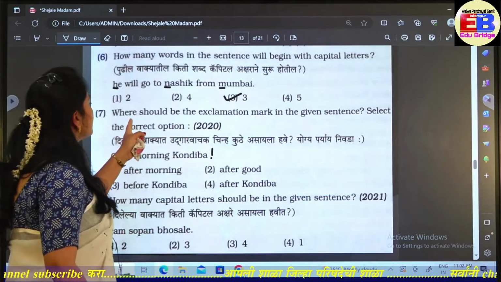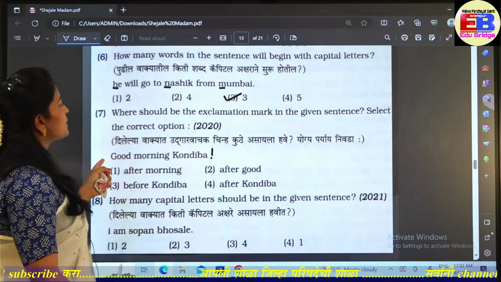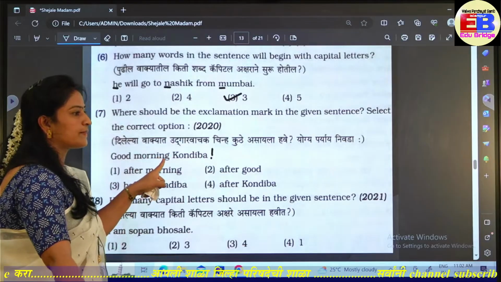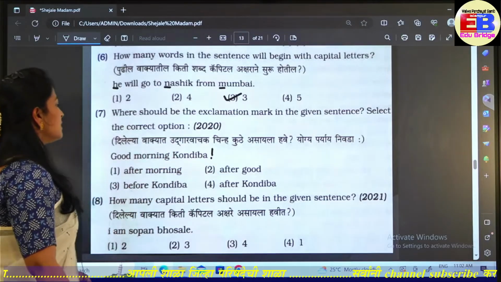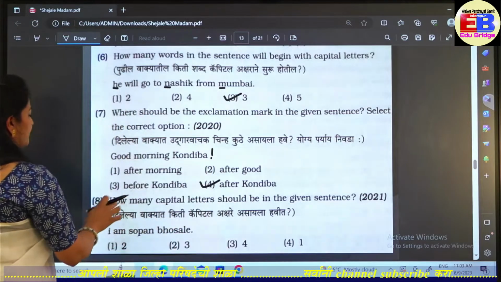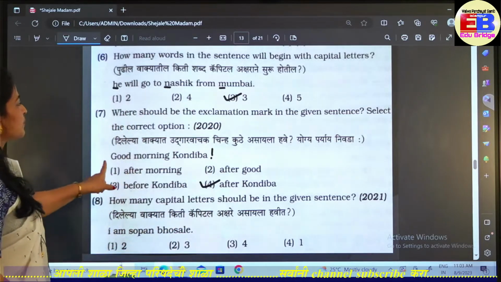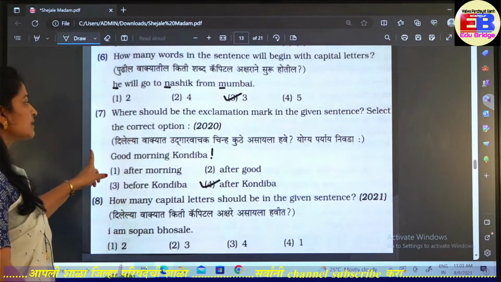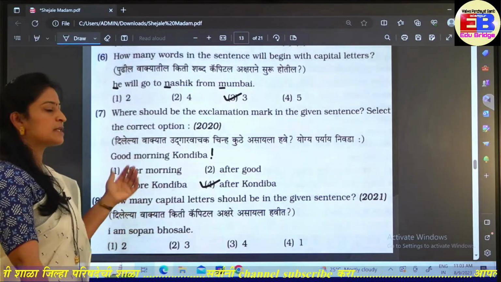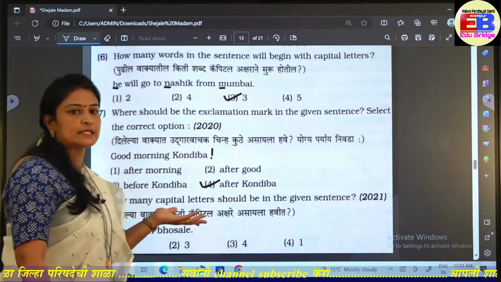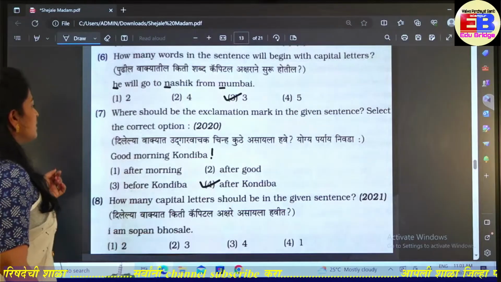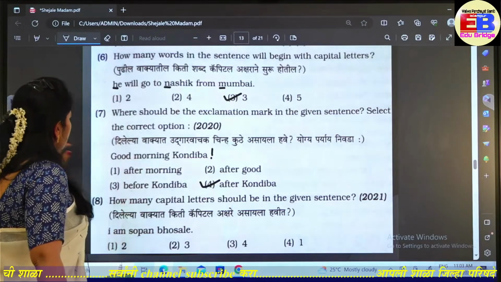The question asked is, कुठे वापरायचं आपल्याला? उद्गारवाचक चिन्ह कुठे असायला हवे? तर गुड मॉर्निंग कोंडिबा नंतर, नॉट आफ्टर गुड मॉर्निंग, इट इज आफ्टर द प्रॉपर नाउन, आफ्टर कोंडिबा. सो दिस टाइप, अशा टाइपचे क्वेश्चन्स तुम्हाला बऱ्याचपैकी विचारले जाऊ शकतात. बिकॉज आफ्टर, बिफोर हे आपल्याला लक्षात आले पाहिजेत. आफ्टर म्हणजे काय आणि बिफोर म्हणजे काय? बिफोर म्हणजे त्याच्या आधी वापरलं जातं आणि आफ्टर म्हणजे रिटन आफ्टर समथिंग.